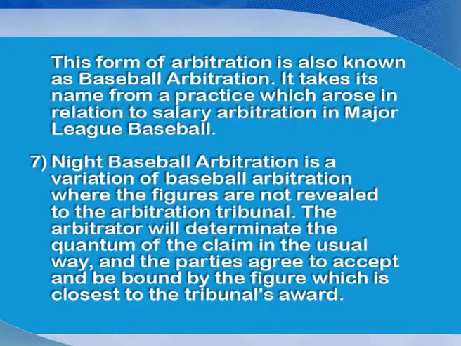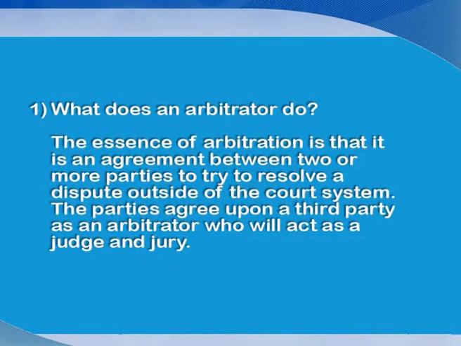Seventh, night baseball arbitration is a variation of baseball arbitration where the figures are not revealed to the arbitration tribunal. The arbitrator will determine the quantum of the claim in the usual way, and the parties agree to accept and be bound by the figures which is closest to the tribunal's award. Such a form of last offer arbitration can also be combined with mediation to create a Med-Arb hybrid process, mediation followed by last offer arbitration. Four important questions before we end this episode.